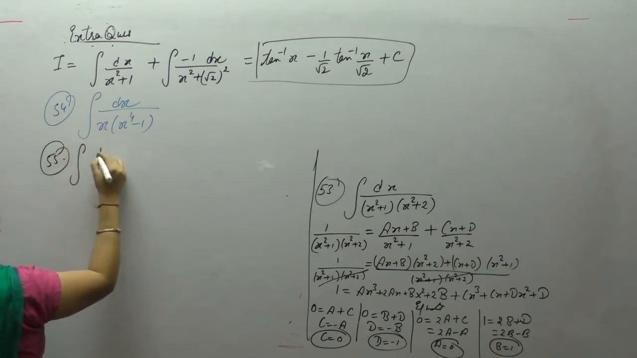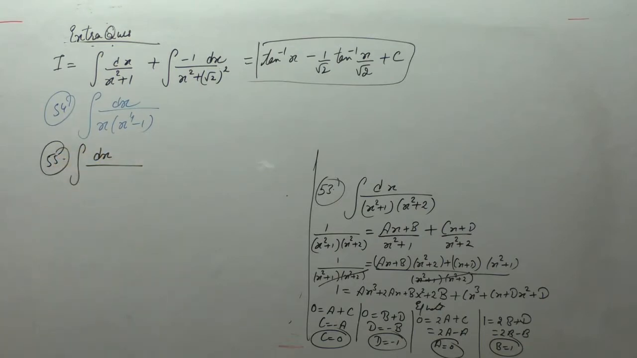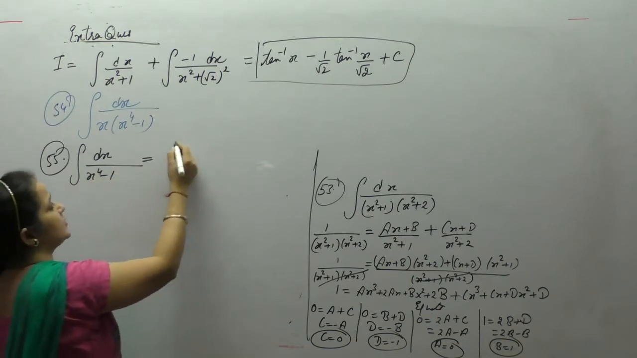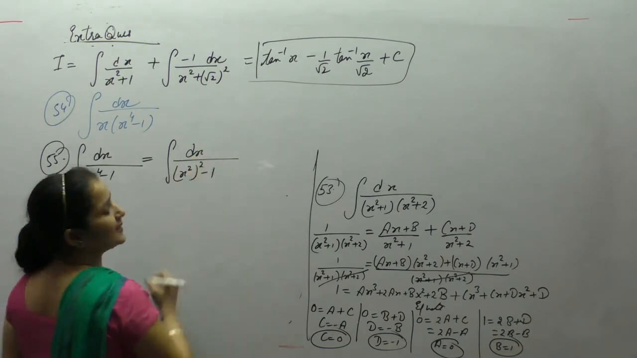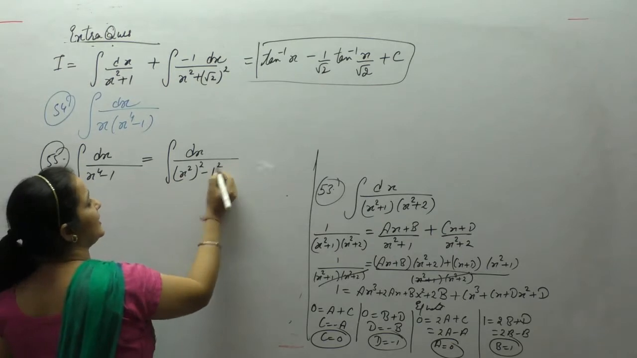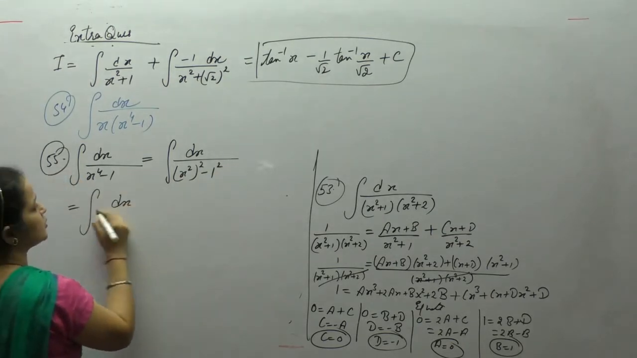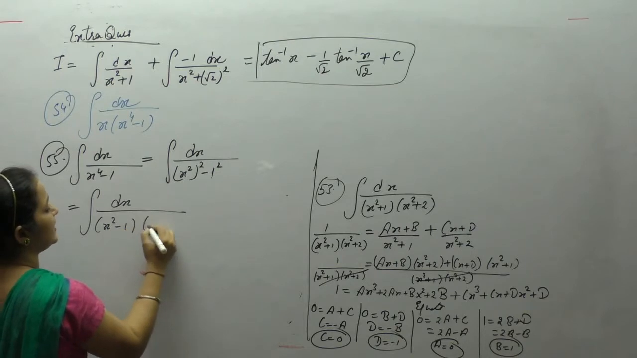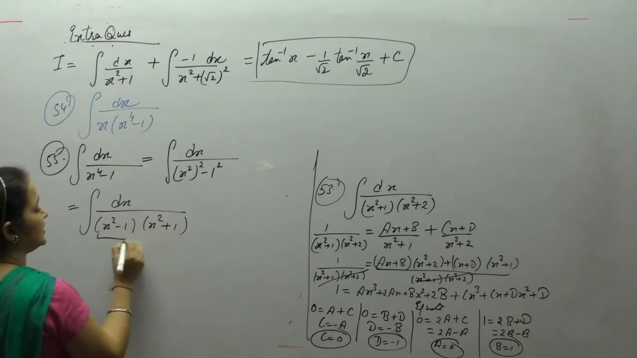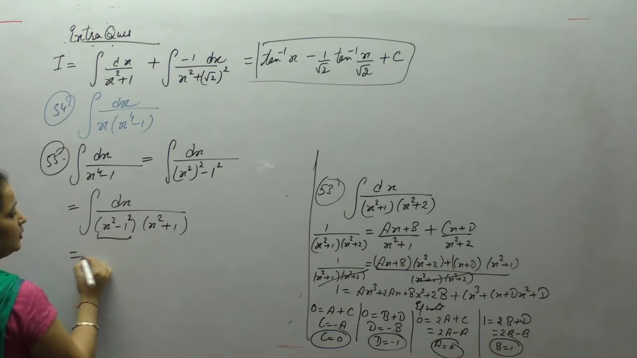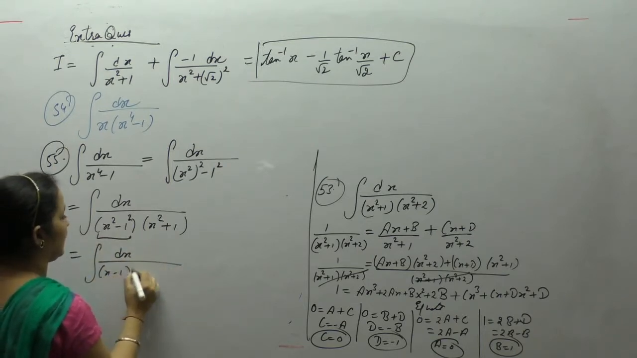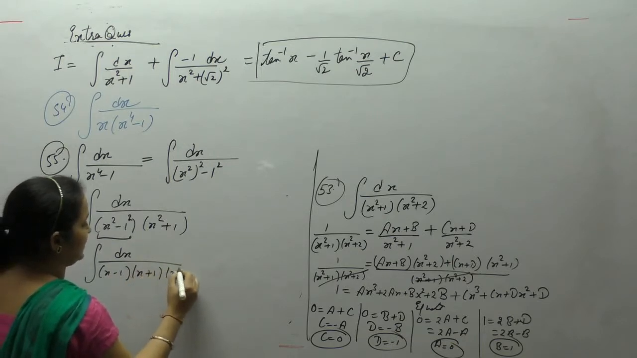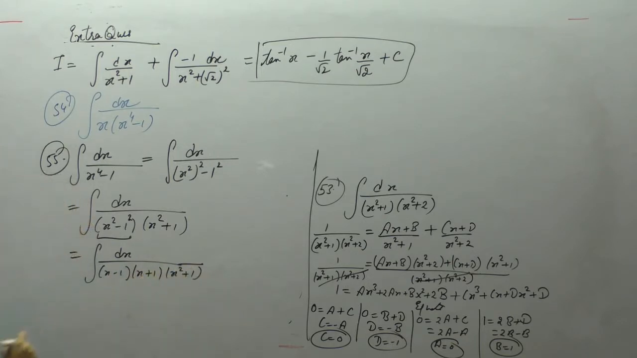Next is the integration of 1 upon x to the power 4 minus 1. First we will make the factors of this. We can write x to the power 4 minus 1 as (x square) square minus 1 square. Using a square minus b square equals (a minus b)(a plus b), on this part we can again apply the formula, a square minus b square equals (a minus b)(a plus b), and the last factor as it is.